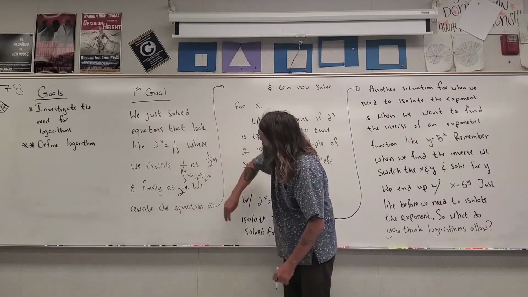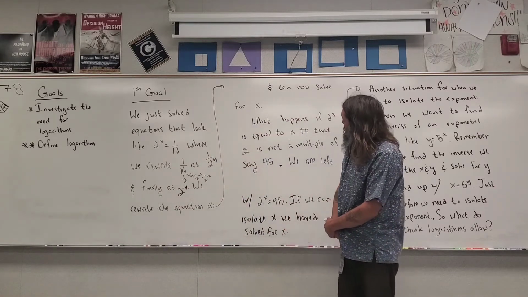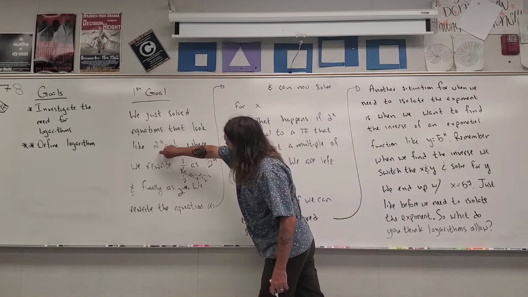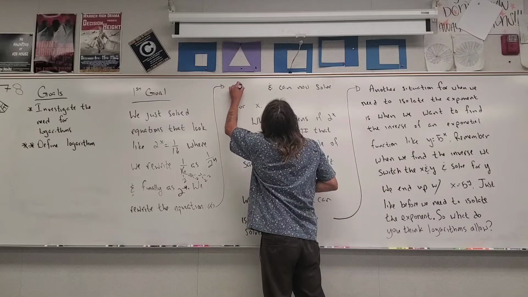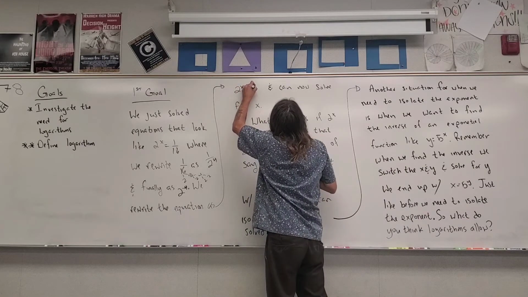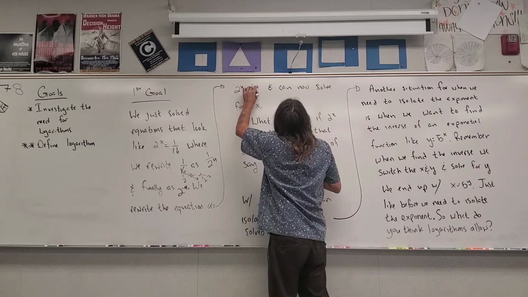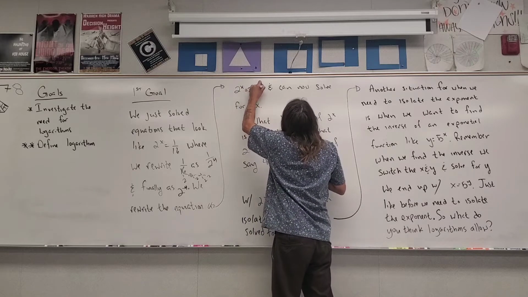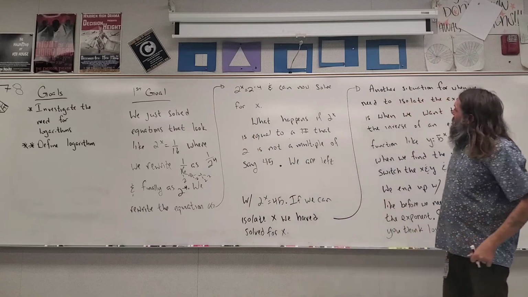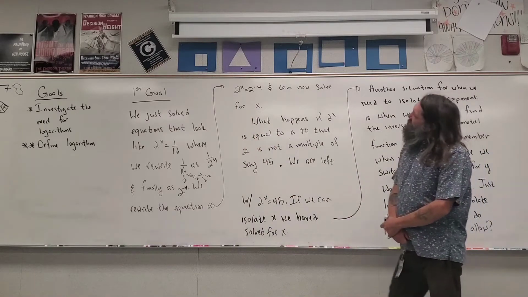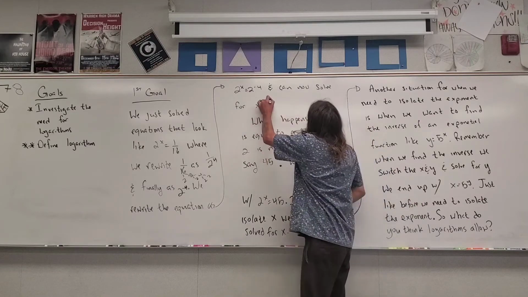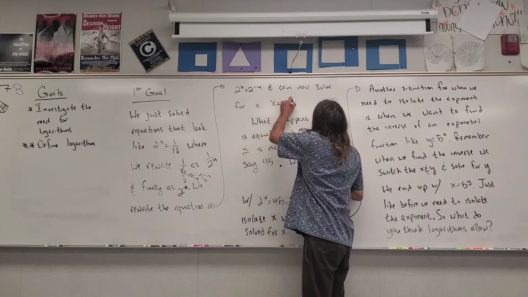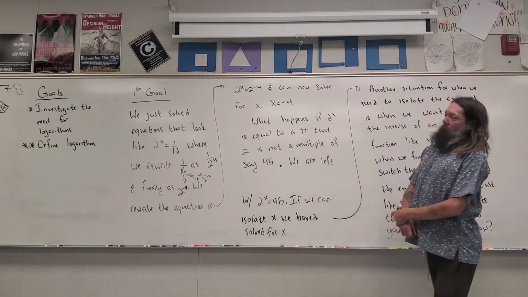That's a little crowded right here, I'm sorry. We rewrite the equation as 2 to the x equals 2 to the negative 4. And we now can solve for x, right? Because when we have the same bases, that means that the exponents must be equal. So x is equal to negative 4.